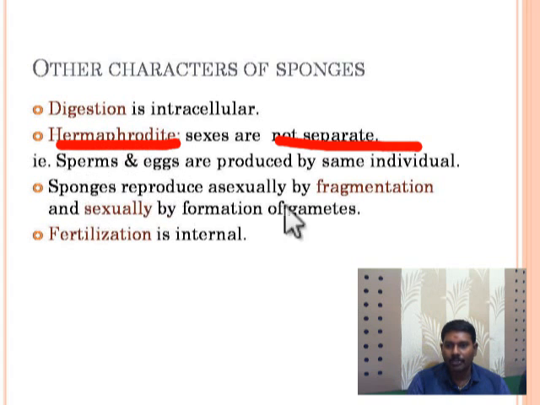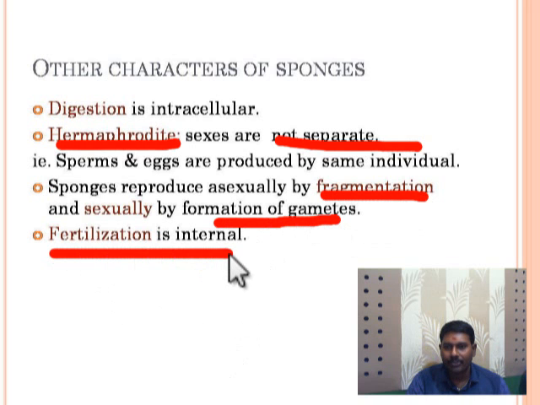The sponges reproduce asexually by fragmentation, that is one portion of the body will be cut off and a new organism will be generated from the cut portion, that is termed fragmentation or budding. Asexually they can reproduce by fragmentation, and sexually by means of formation of gametes, sperms and eggs also. How is the fertilization taking place over here? This fertilization is internal. Within the body, the fertilization is taking place.